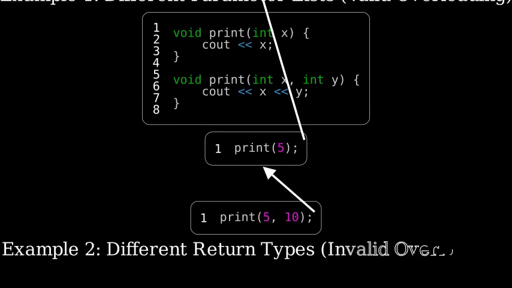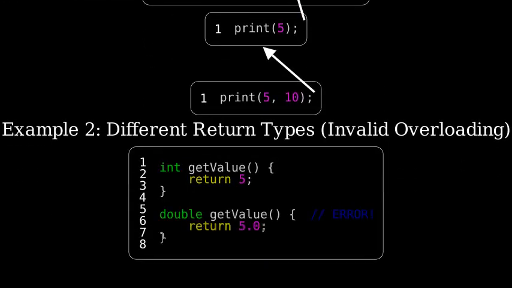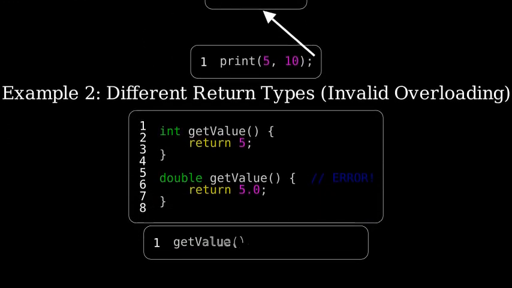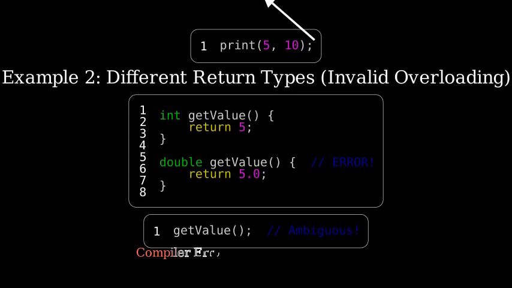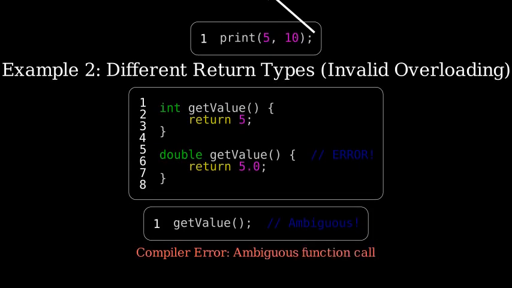Now, let's look at why different return types alone are not enough for function overloading. This is invalid because when you call getValue, the compiler doesn't know which version to use since the parameter lists are identical. The return type alone is not enough to distinguish between the functions.